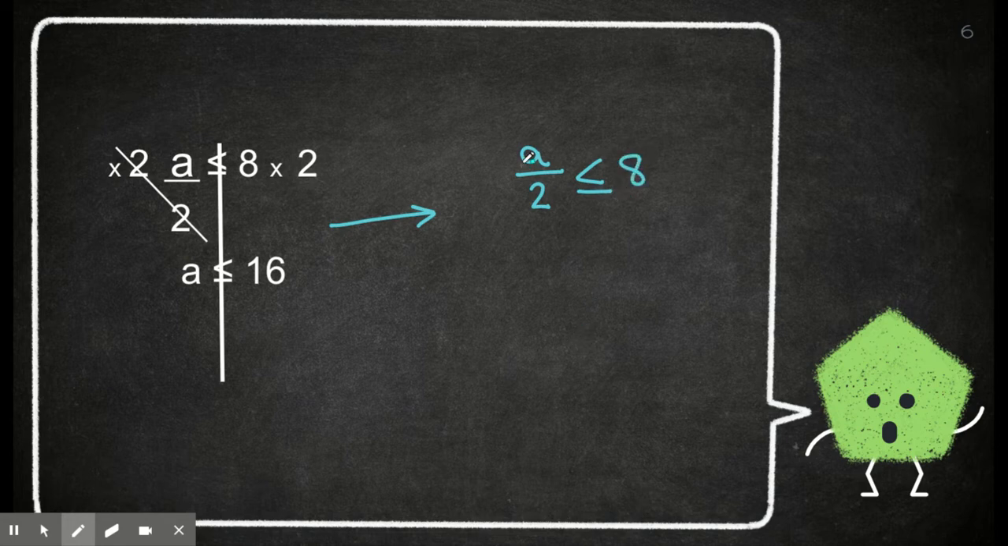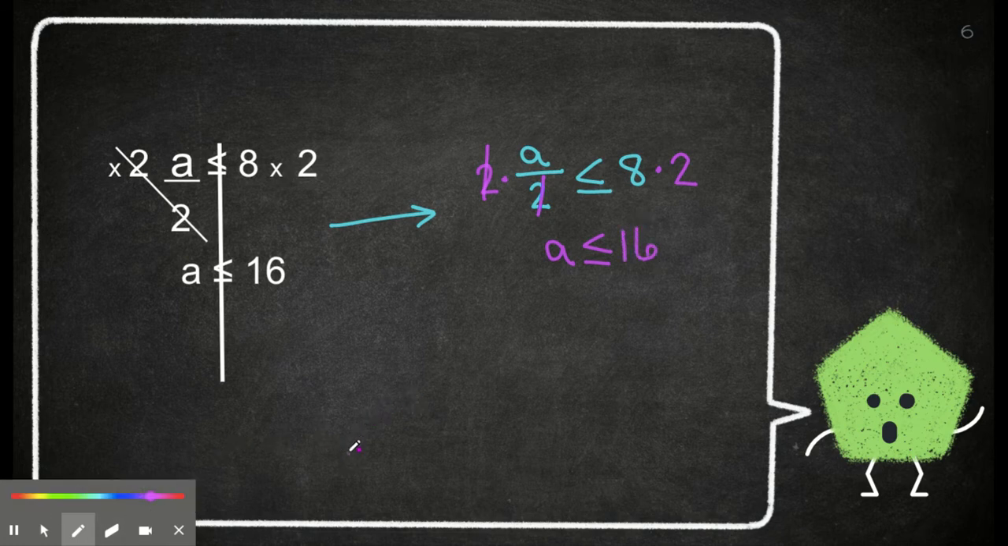Okay. Well, if we're trying to get a by itself, currently a is being divided by 2. So what is the inverse operation of division? It's multiplication. So I'm going to multiply this side by 2. And whatever I do to one side, I need to do to the other. So that means I need to do 8 times 2. Well, these cancel because they equal 1, and you're left with a, which is less than or equal to 8 times 2, which is 16.